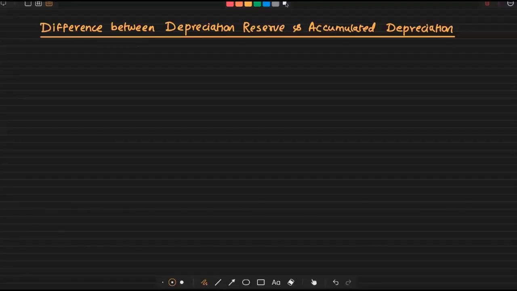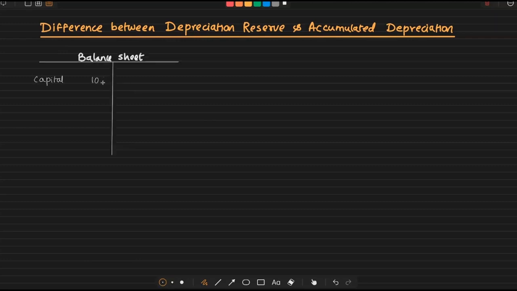I received this query: what is the difference between depreciation reserve and accumulated depreciation? I'll just take you through a small journey. Please pay attention. Here I'm going to draw a balance sheet. I am bringing in capital, let's say capital of 10 crore. I'm going to use that capital for purchasing plant and machinery of 10 crore.